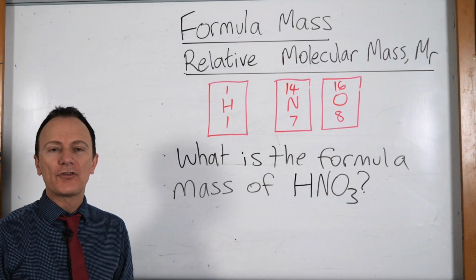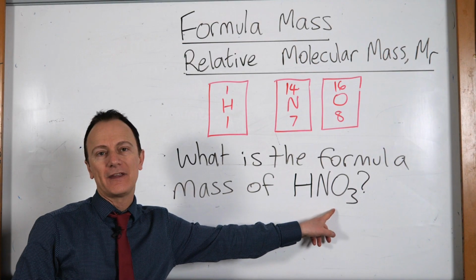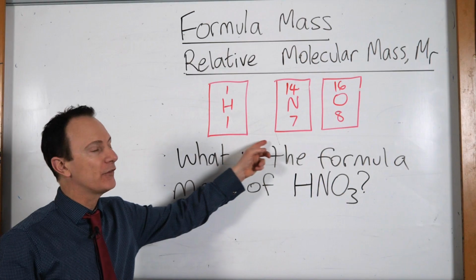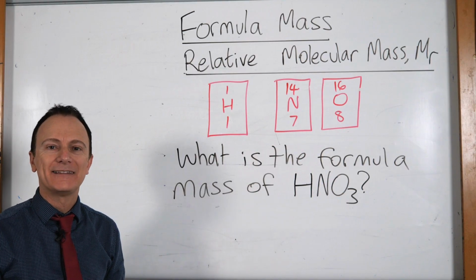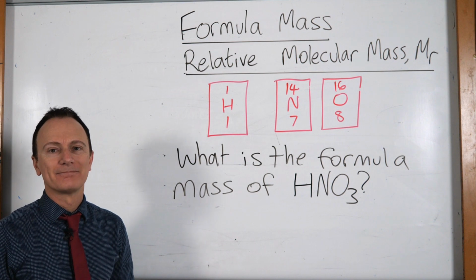Here's another question to try for yourself. What is the formula mass of HNO3, nitric acid? And this is the information you'd be able to look up on the periodic table. So pause the video, have a go at the question, then see how you've got on.